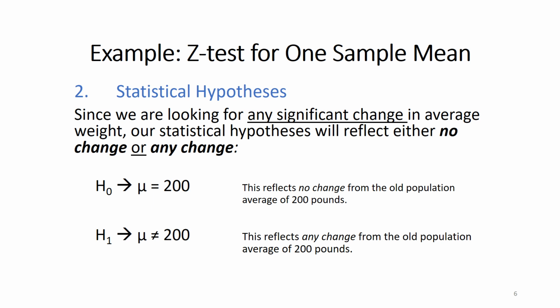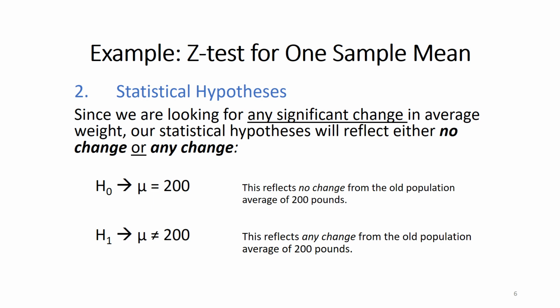You may recall null always means no. So if the question was, has the average weight changed? The null hypothesis says, no, it hasn't changed. Well, if it hasn't changed, then it should still be 200 pounds, because recall, the population data from 1990 said the average weight was 200 pounds. So if it has not changed, it should still be 200 pounds. That's why we write the null hypothesis as H0: mu, because we're trying to predict mu, equals 200. And this reflects no change from the old population.